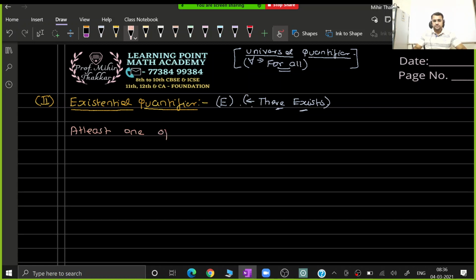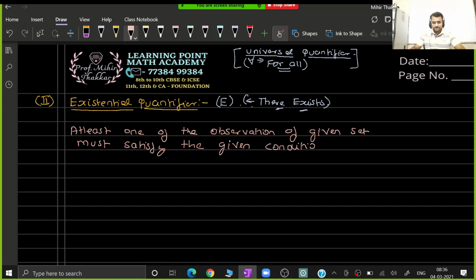At least one of the observation of given set must satisfy the given condition of the statement. So what does this mean? Let us once again write down an important point.